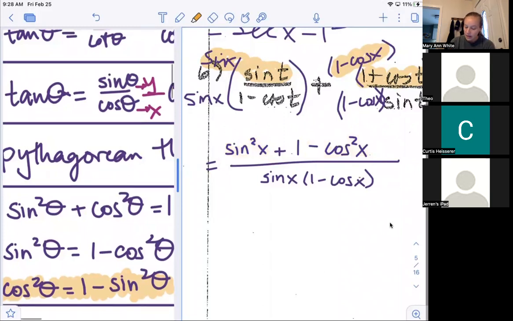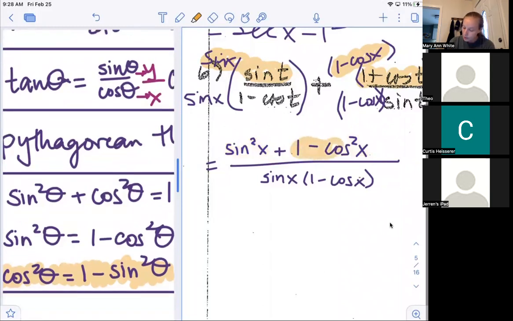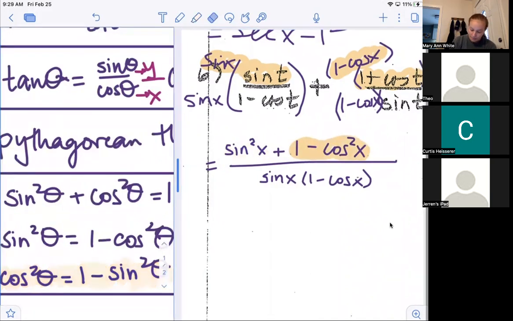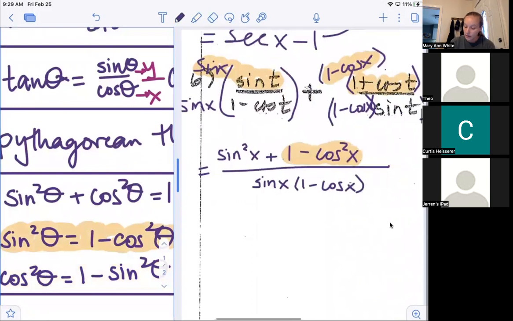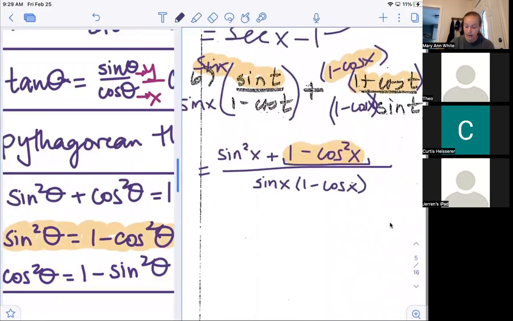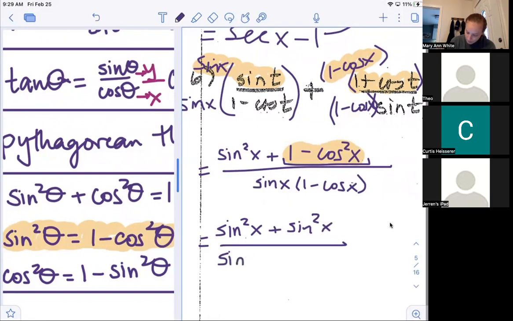I do notice this though, I do have 1 minus cosine squared, and that is one of our Pythagorean identities. It's one of the middle ones we haven't used yet. 1 minus cosine squared is the same thing as sine squared. So I can actually take 1 minus cosine squared out and get another sine squared in the numerator, which is going to actually be helpful to me. So I want my numerator to be sine squared x plus sine squared x. Anybody questions on that?